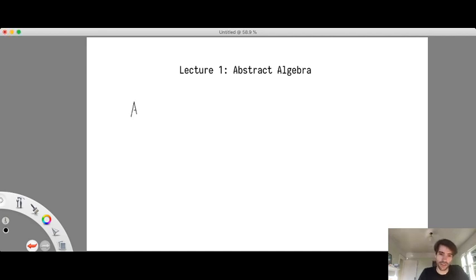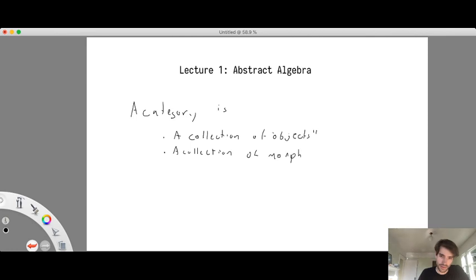So a category is a set, a collection. Let me be clear about this collection thing. A collection of objects, quote unquote, a collection of morphisms between objects, and we will be denoting these like so.